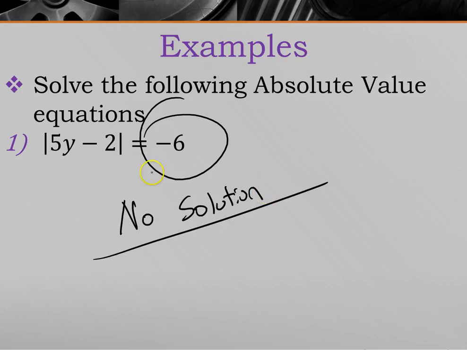If you try to solve, you set that equal to negative 6 and positive 6, you'll get numbers. But if you plug them back in, you'll have the absolute value of 6, which does not equal negative 6. You'll have the absolute value of negative 6, which also does not equal negative 6. So once you have that equal to a negative number, you cannot solve.